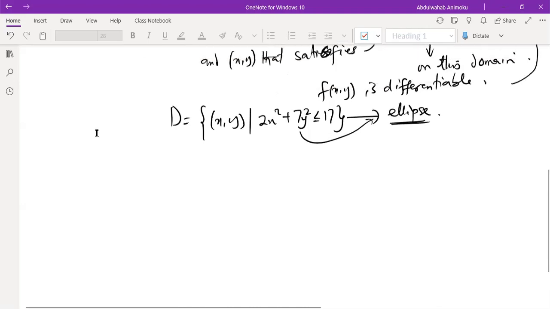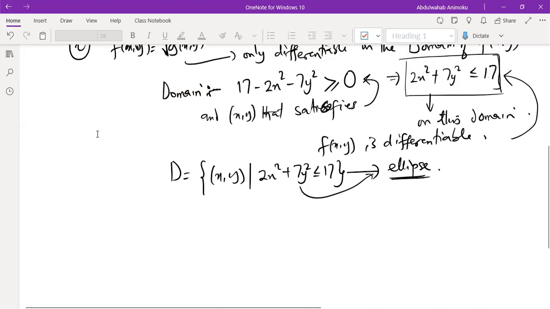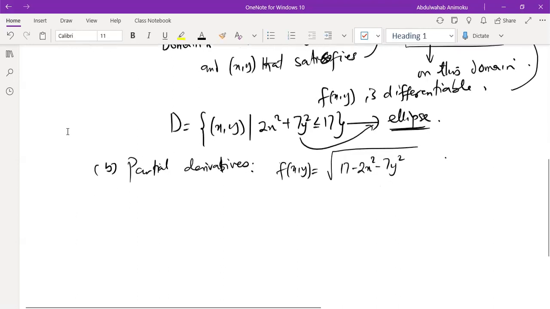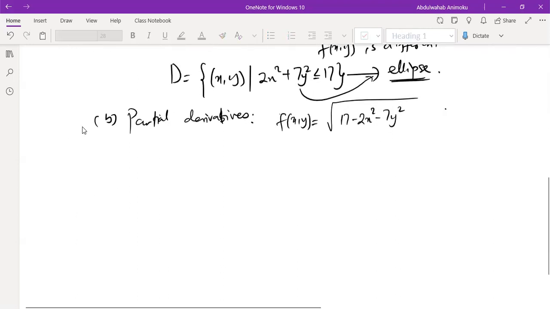The second part is to find the partial derivatives. We already know that f of xy is just the square root of 17 minus 2x squared minus 7y squared. Now we are going to use the chain rule to solve this problem. We are looking for the derivative of this with respect to x. First, let's make a substitution: let's say the inside of this function is u.